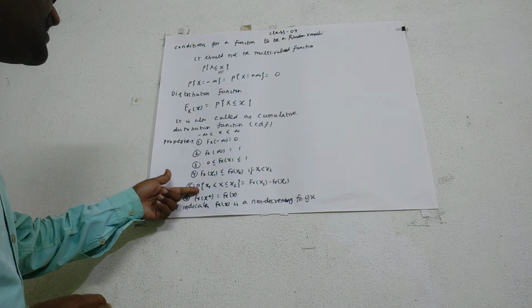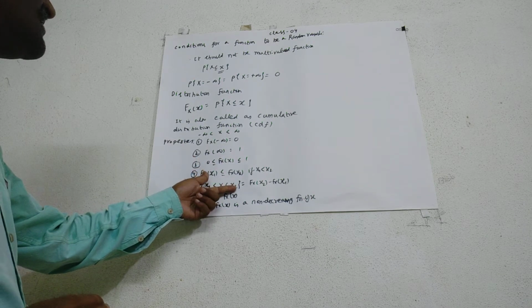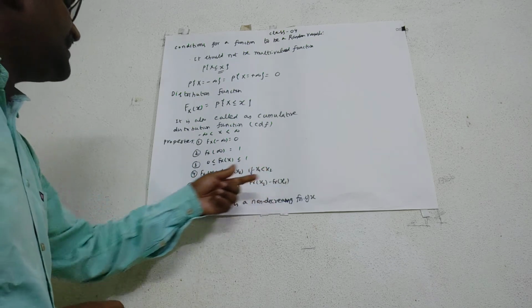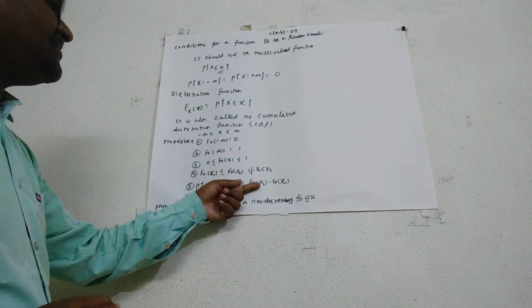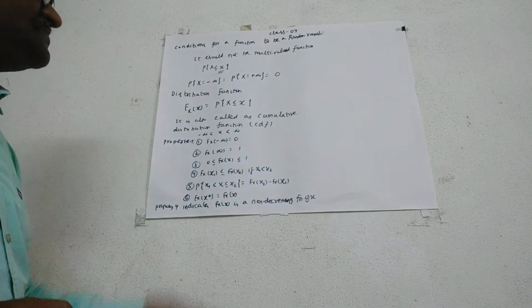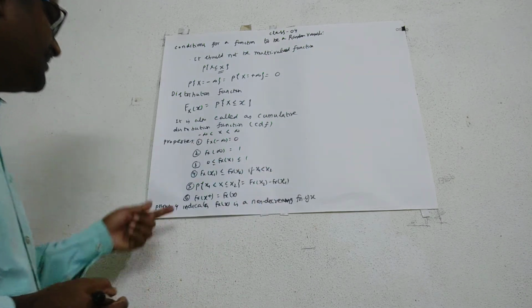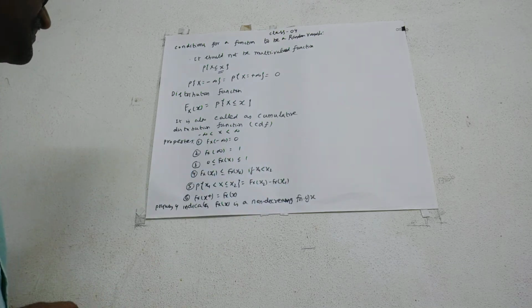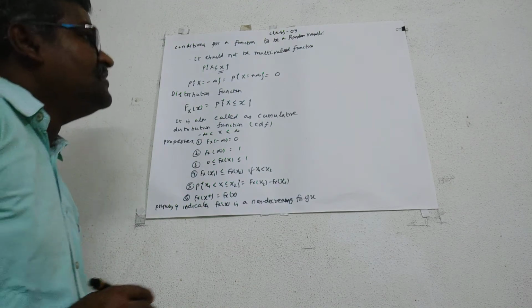The fifth property states that the probability of an event where X is greater than the number x1 and less than or equal to another number x2 is equal to the algebraic difference of the distribution function defined at x2 and x1. That is, Fx of x2 minus Fx of x1. What is the sixth property? The function is continuous from the right. Okay, now it is clear.